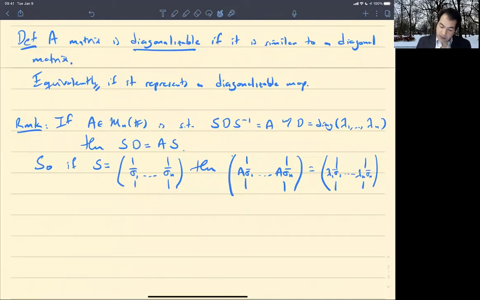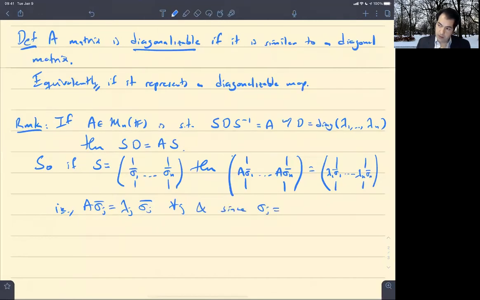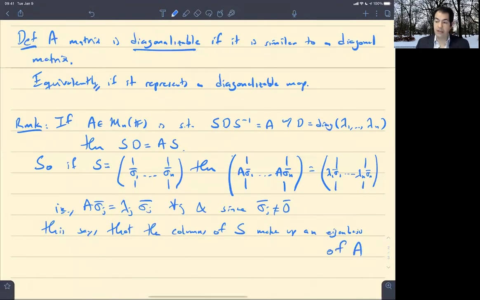These are vectors, bars. Okay, but if we're saying that this matrix is the same as this matrix, then in particular, each column is the same as the corresponding column. So we're saying that A times sigma j is equal to lambda j sigma j for every j. And since sigma j is not a zero vector, because S is an invertible matrix, this says that the columns of S make up an eigenbasis of A.